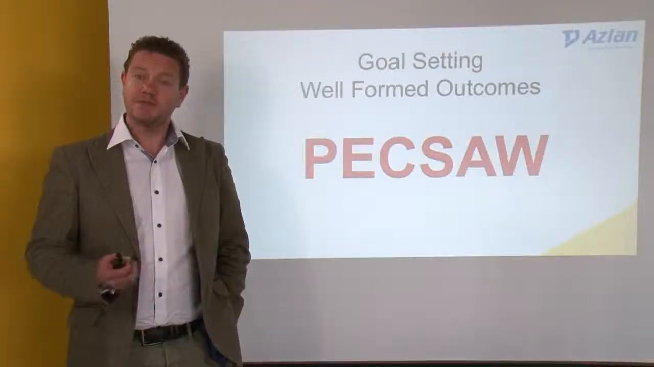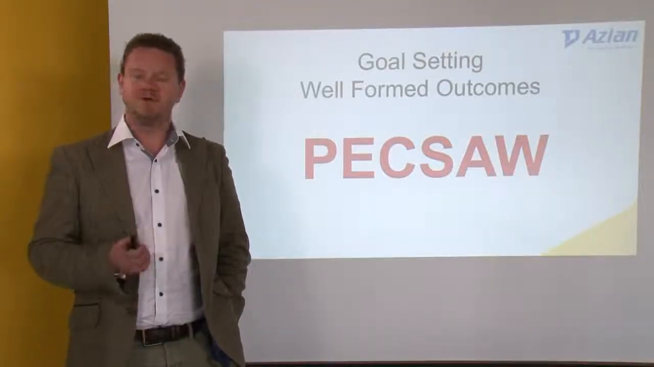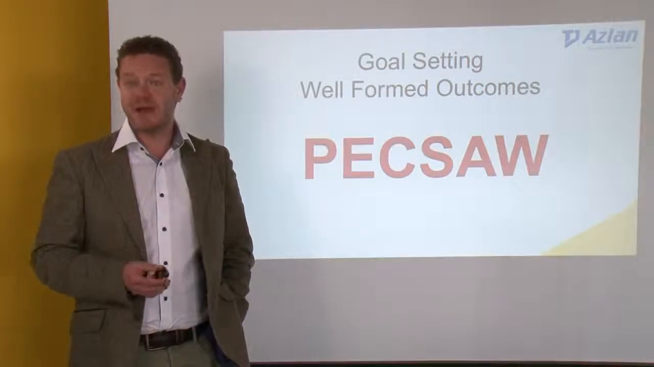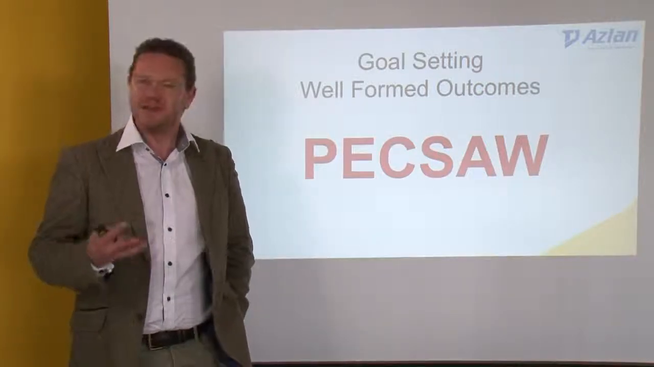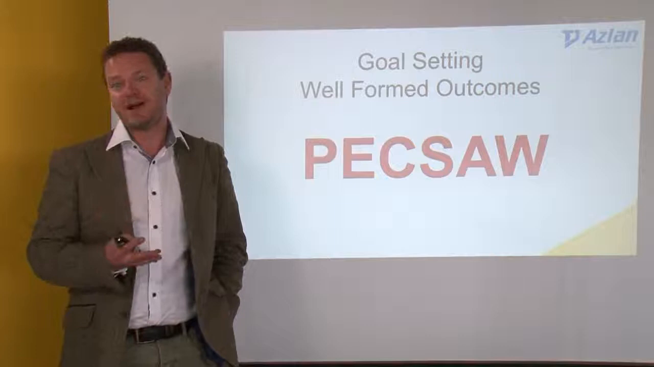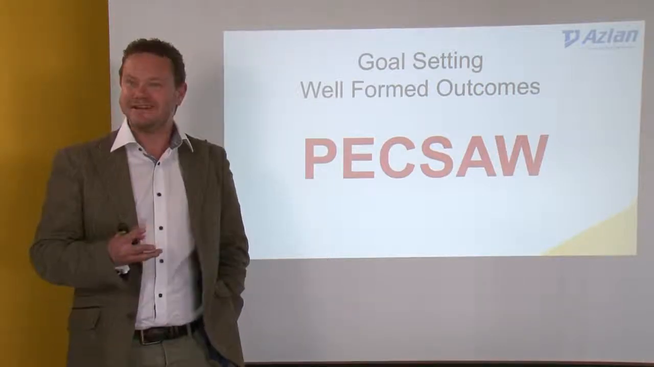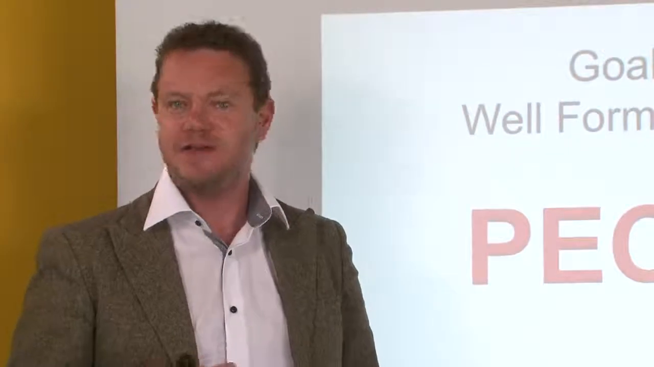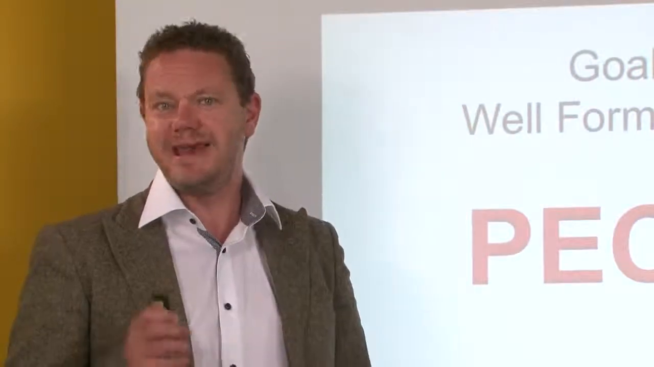So the model that I'm going to take you through to create these well-formed outcomes is known as the PECSAW model. Obviously everything in training needs to have some sort of acronym. They can get rather irritating from time to time, but actually they're a really good way of just making sure that things stick in your mind and that you get things in the right order as you run through. So I'm going to take you through each of the 6 elements of the PECSAW model and explain to you what they are and, most importantly, what they're there for and why they're important.